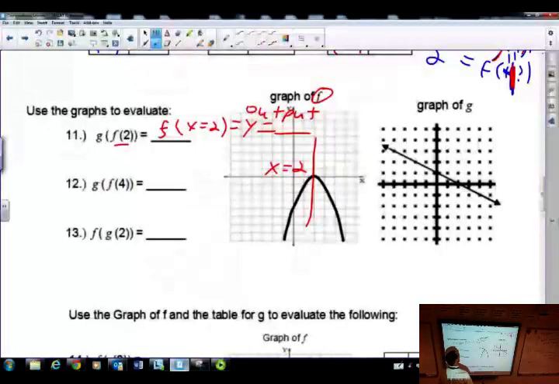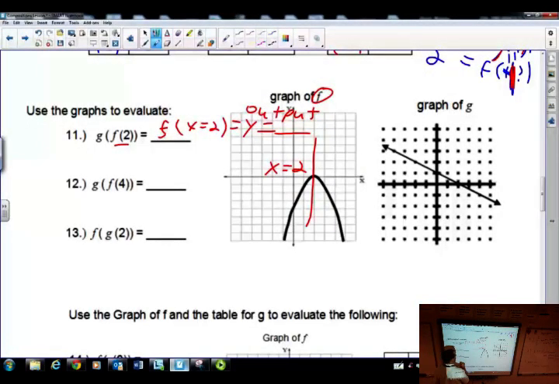Okay, so where we left off was trying to figure out what f of 2 equals. We're going to the graph of f, looking for x equals 2, so we want the y value right there. On the graph we need that output, which is, you're right, 0. The output is y equals 0.